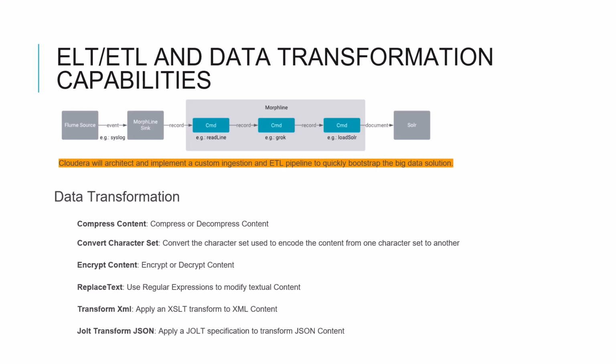Here are some terminologies. Compare counts, compress or decompress content, convert character set: convert the character set used to encode the content from one character set to another. Encrypt or decrypt content. Replace text: use a regular expression to modify textual content. Transform XML: apply an XSLT to transform XML content. Transform JSON: apply a JOLT specification to transform JSON content.